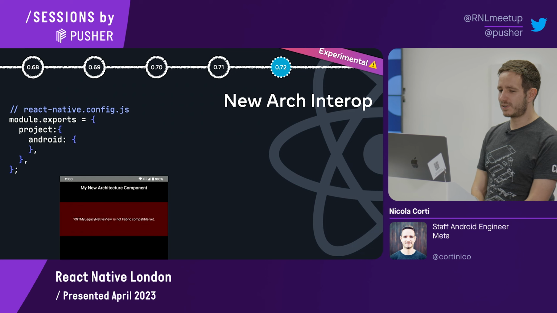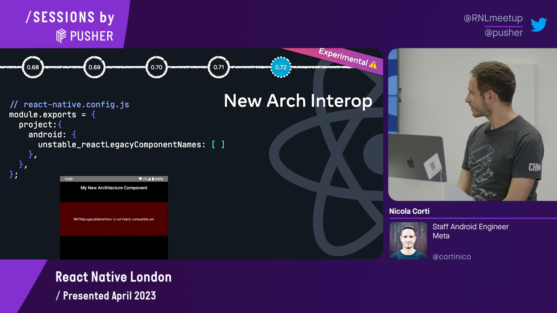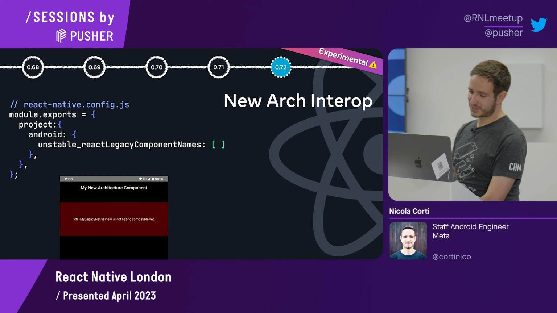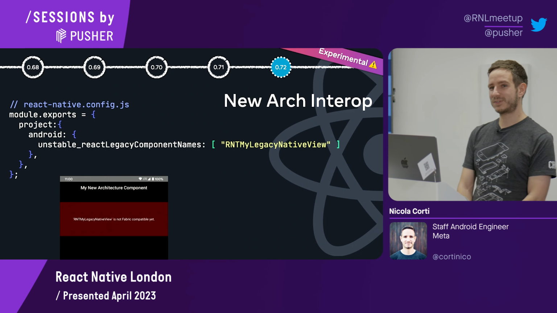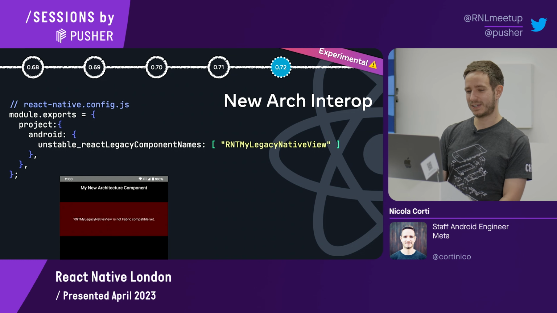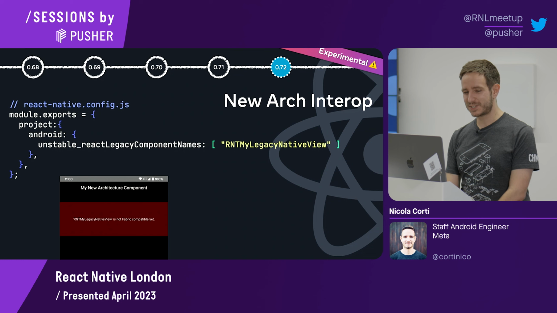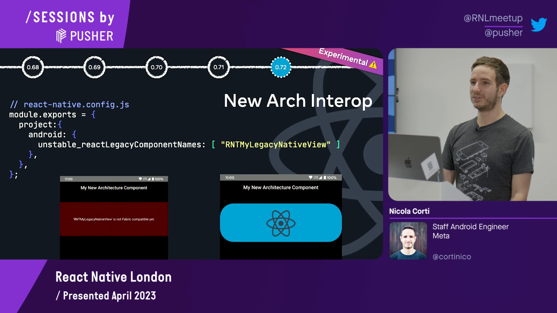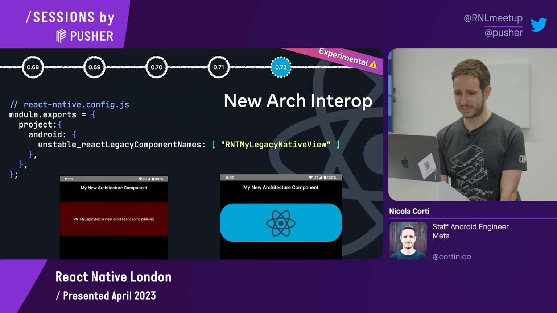So now in your React Native config, you can specify this field called unstable React legacy component names. This is also unstable. And you can specify the components that you want to register for the new architecture interop layer. And we're going to do some crazy magic under the hood, but we will manage to render your non-migrated components in the new architecture.